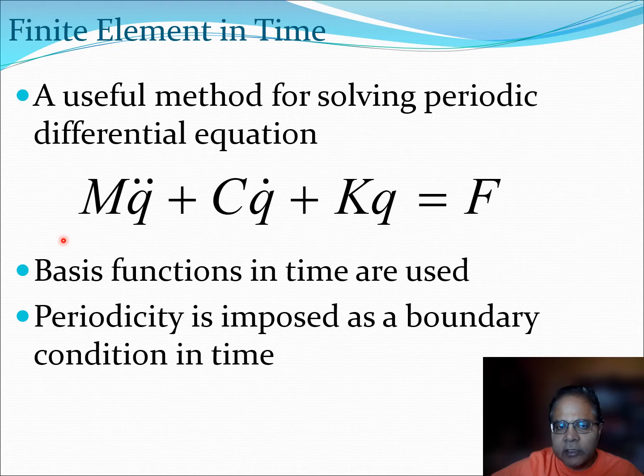Now we have seen that after all the mathematical manipulations which we do, we end up with differential equations of the form m q double dot plus c q dot plus k q equals f for typical dynamical systems, such as the helicopter rotor in forward flight.